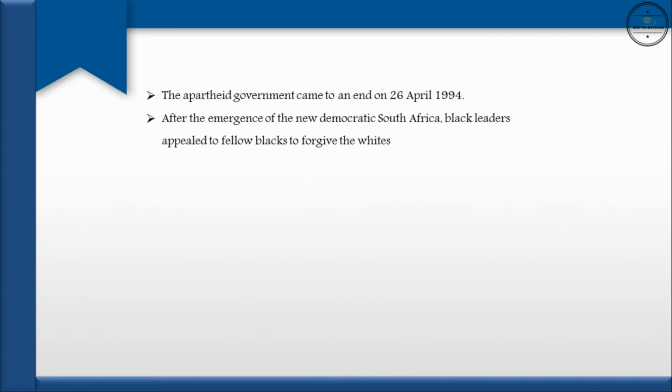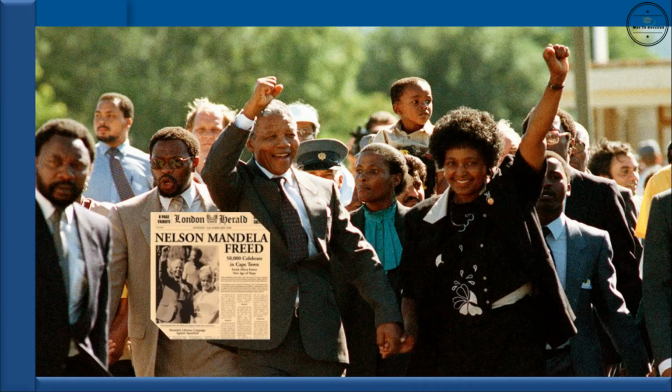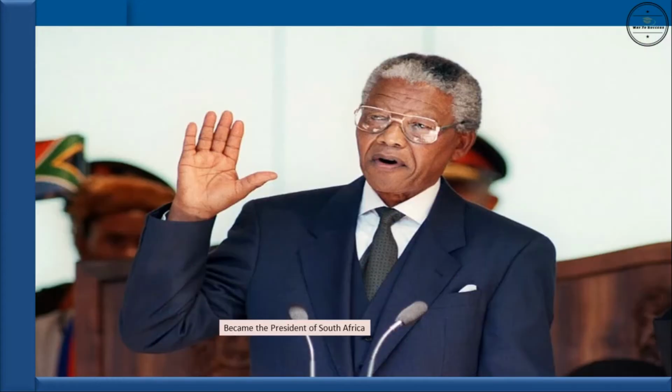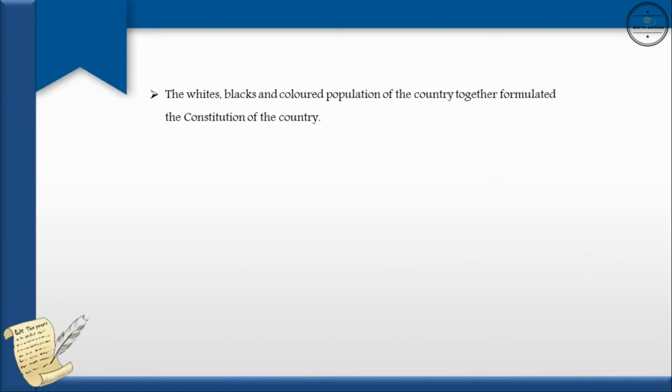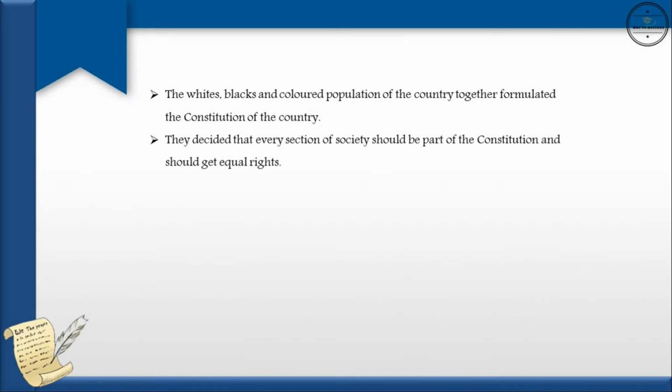After the emergence of the new democratic South Africa, black leaders appealed to fellow blacks to forgive the whites. Nelson Mandela was liberated from prison and he became the president of South Africa. The whites, blacks, and colored population of the country together formulated the constitution of the country. They decided that every section of society should be part of the constitution and should get equal rights.